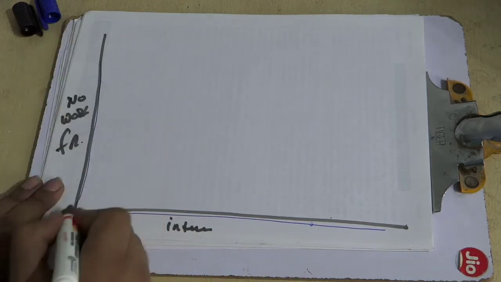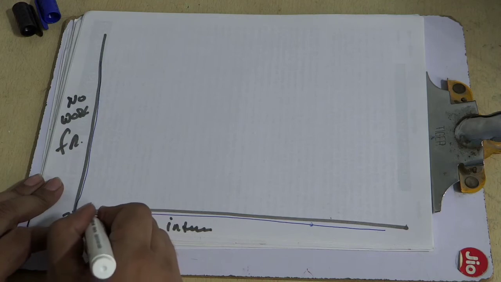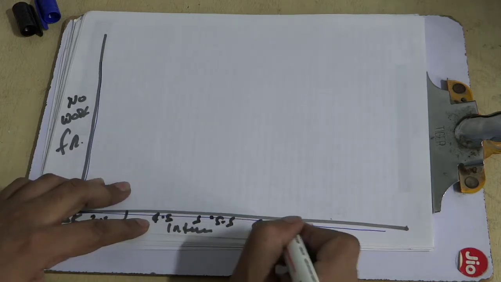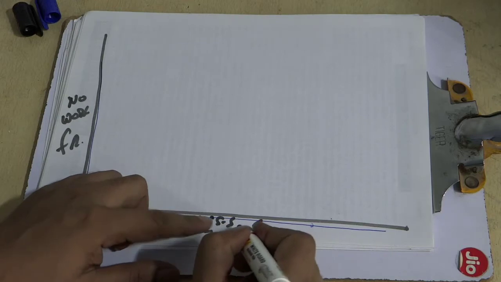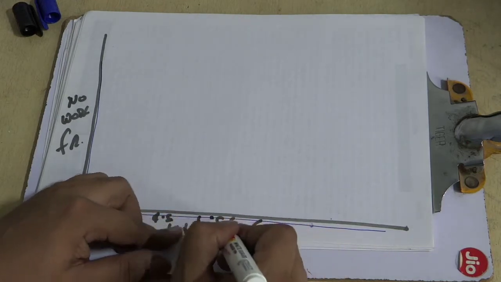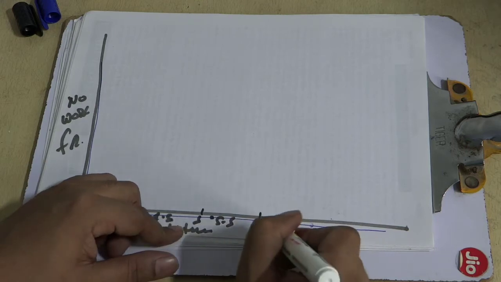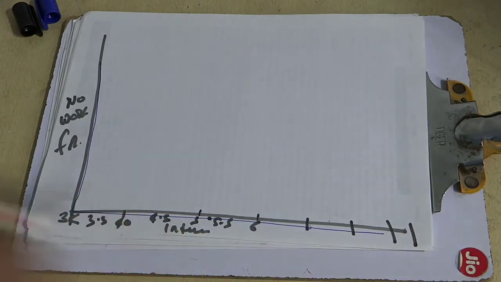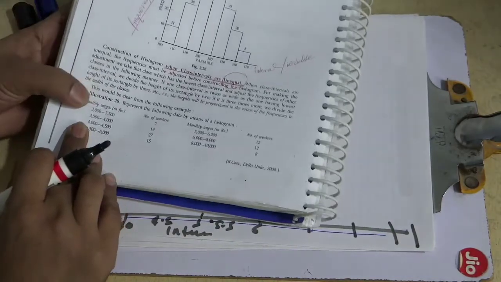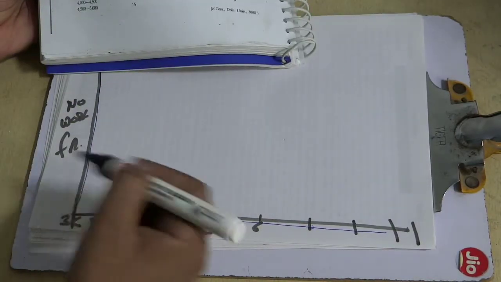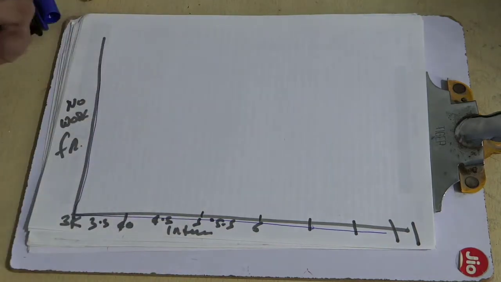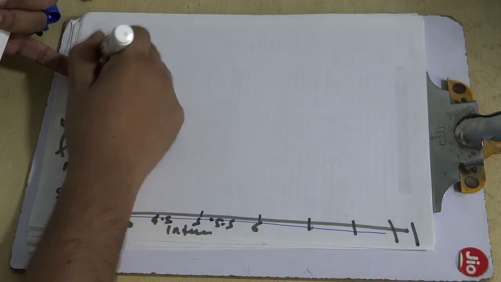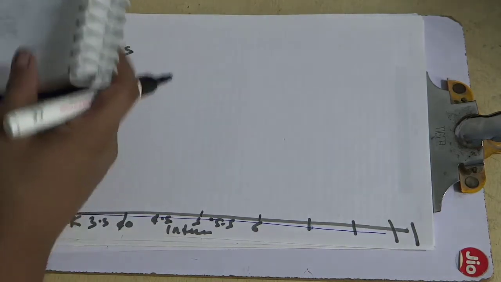So here 3k and 3.5, 4, 4.5, 5, 5.5, 6, it's 1000. But after 6000 we have 7, then 8, 9, 10. Now if you go to this data, it is very easy to draw. Say for example this is 5, 10, 15, 20, 25, 30, 35 and so on. So here it's very easy to draw.